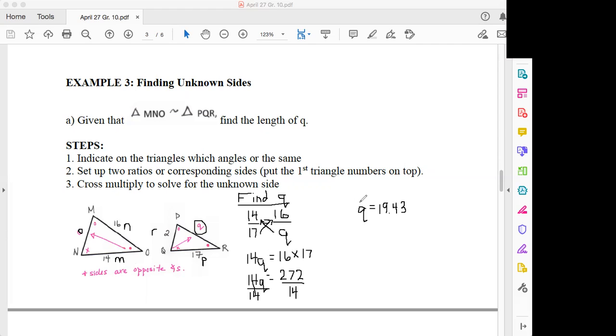The reason that we do this is because, unlike the question with the aquariums last week, it's not going to be as easy as, oh, this is 2 times bigger. If we look here, we go from 14 to 17. What did we multiply by to get that much bigger? So this is the way that you would find it. You put it into a ratio with the first triangle's number on top, and then you cross multiply and you find the missing side that you need. I hope that makes sense.